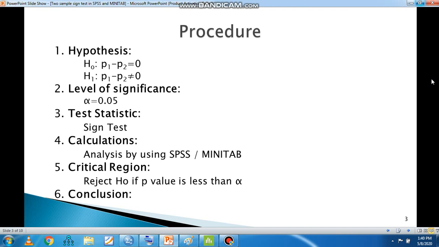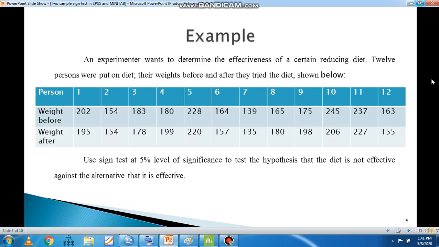General testing procedure: difference between proportions will be tested. Level of significance given. Test statistic is the sign test. Calculation: we will perform this test using SPSS or Minitab. At the critical region, reject H naught if the p-value is significant, that is, p-value is less than alpha.